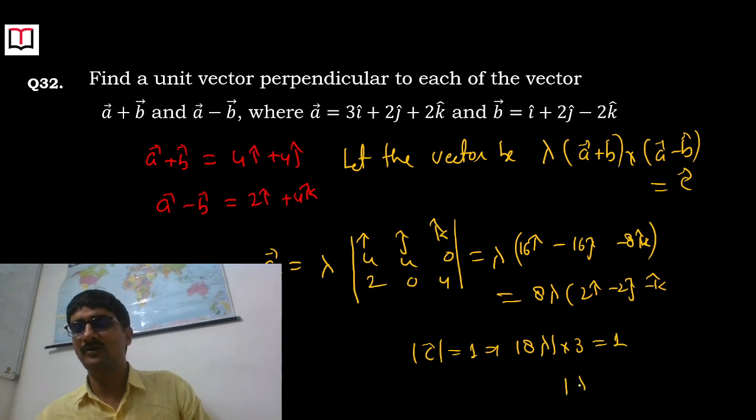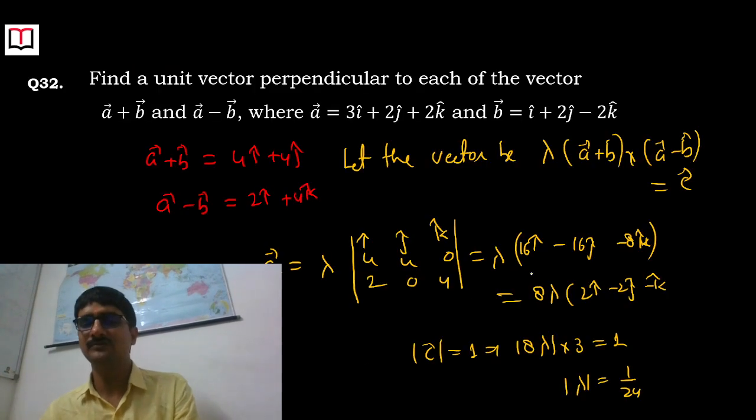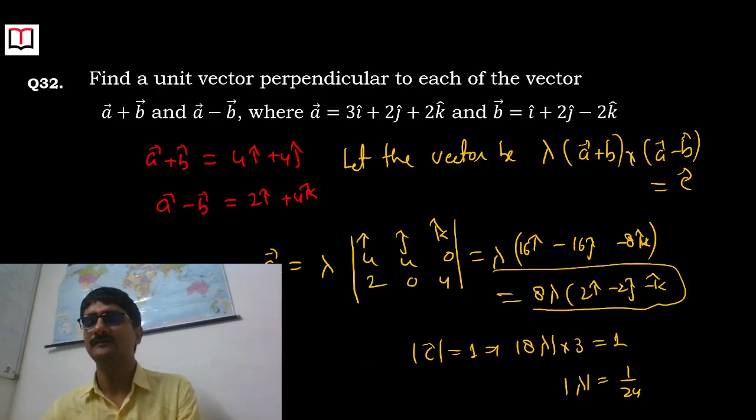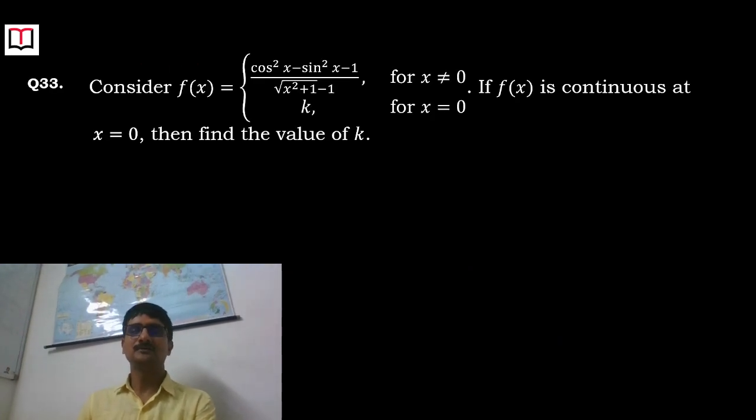So how much is lambda? Mod of lambda is 1 by 24. So lambda is nothing but minus or plus 1 by 24. So you have two such directions. Okay, let's put the value of lambda here and you have the answer. Done, isn't that? So moving to 33rd question.